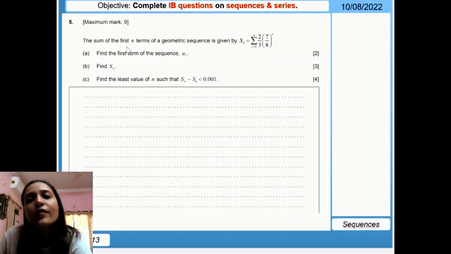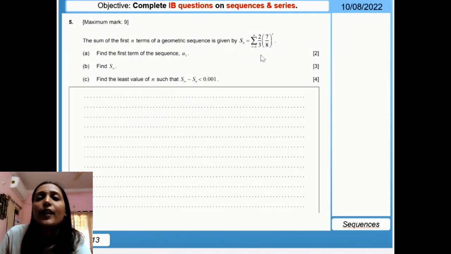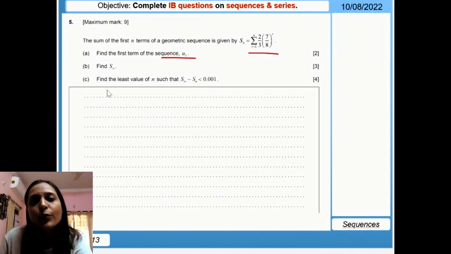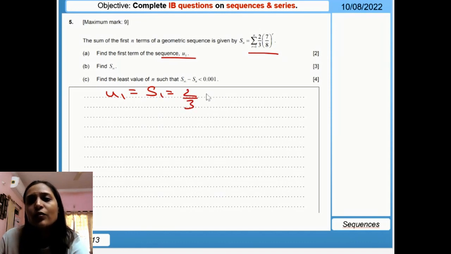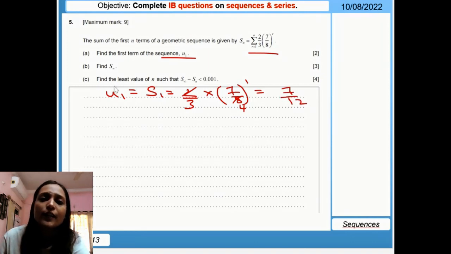So the next question is: the sum of n terms of a geometric sequence is given by Sn equals sigma r equals 1 to n of 2 by 3 times 7 by 8 raised to the power r, and we have to first figure out the u1 term. So the u1 term is nothing but the S1 term, which is the sum of 1 term. According to this sigma notation, it should be 2 by 3 times 7 by 8 raised to the power 1, where we can cancel off the 2 and the 8. So this would be 7 by 12 as the first term.